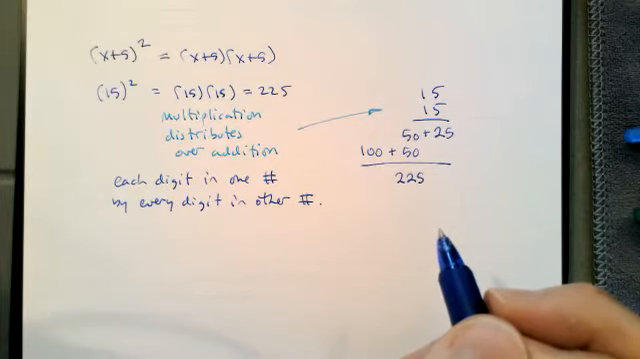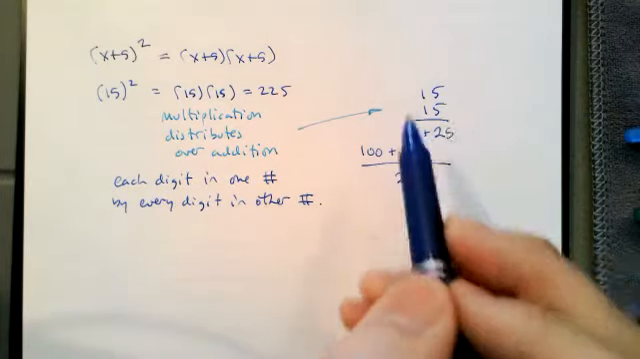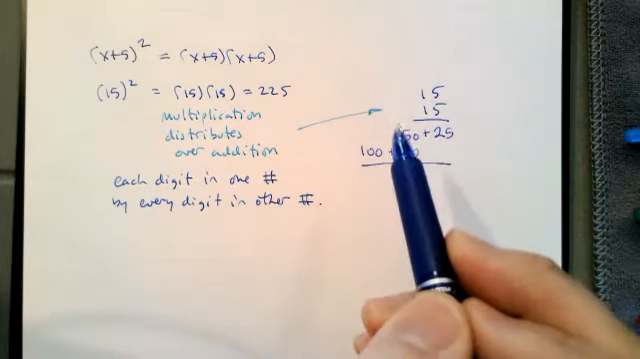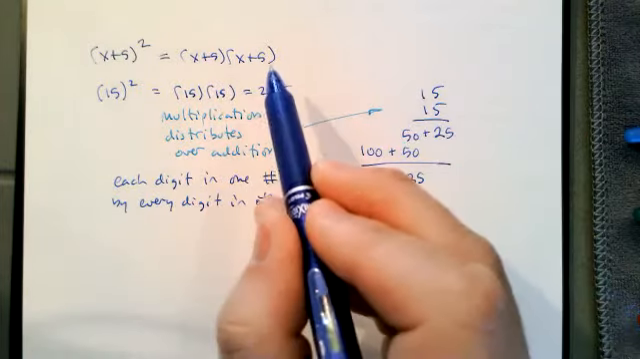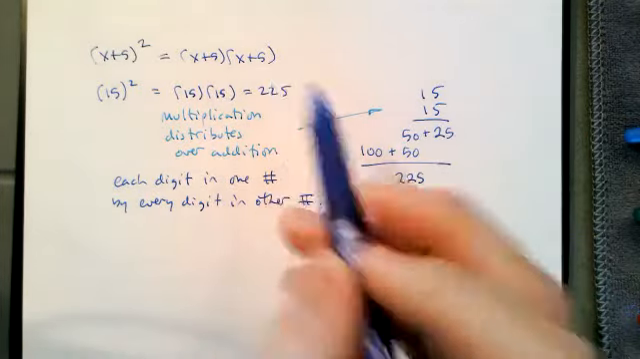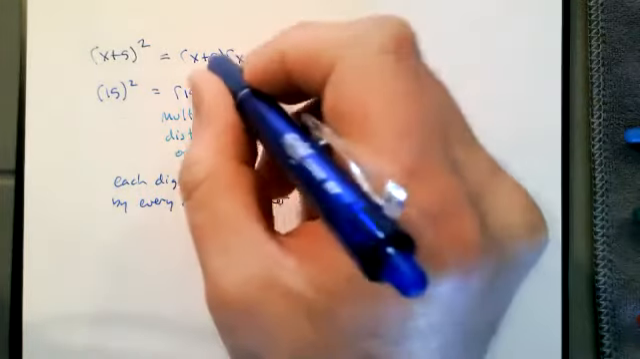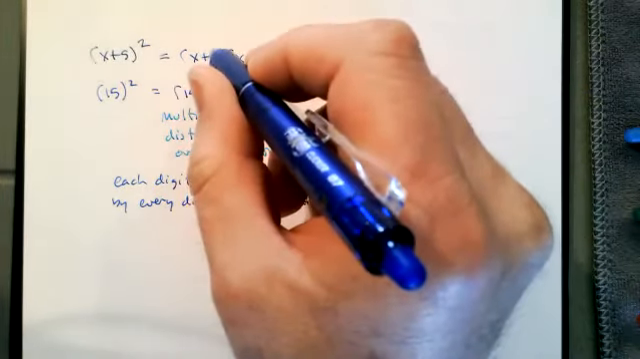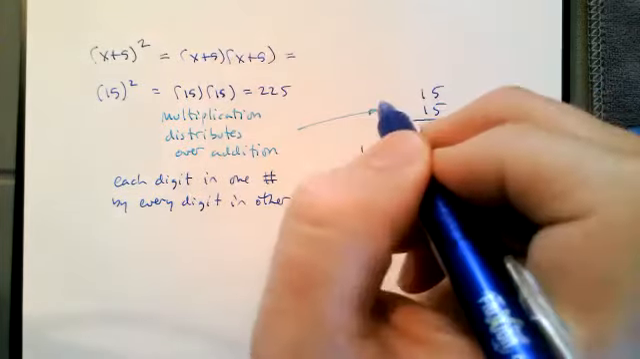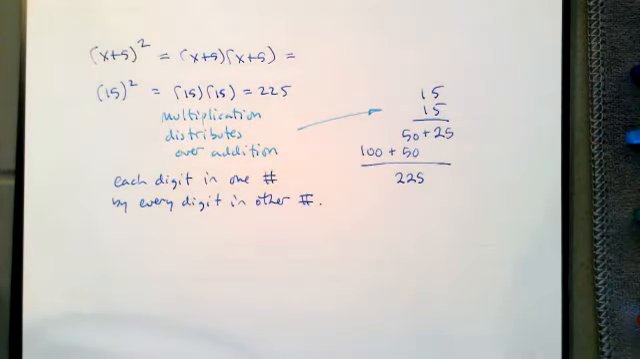That's us using the distributive property. Since that's what we do when we're multiplying numbers, that's what we're going to do when we're simplifying expressions or multiplying polynomials in this case. Each term of one polynomial multiplied by every term in the other polynomial.